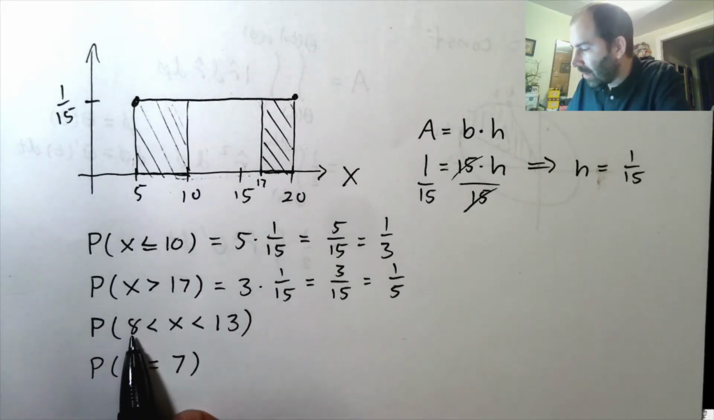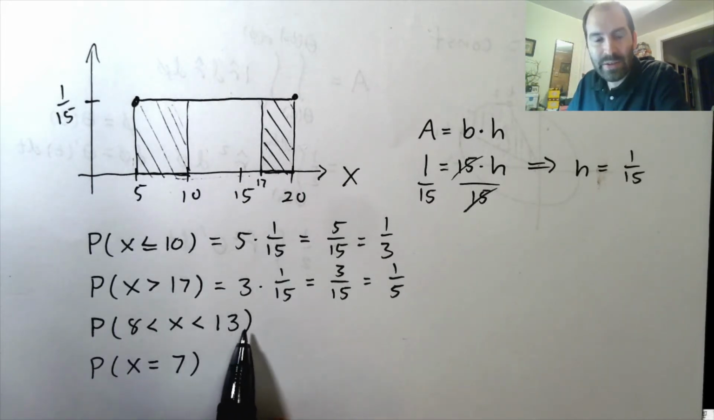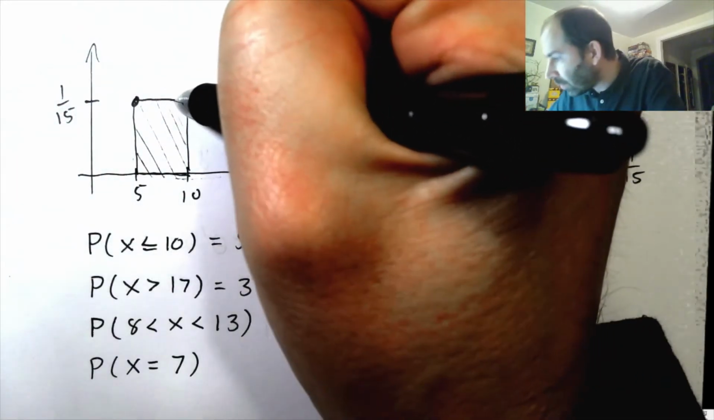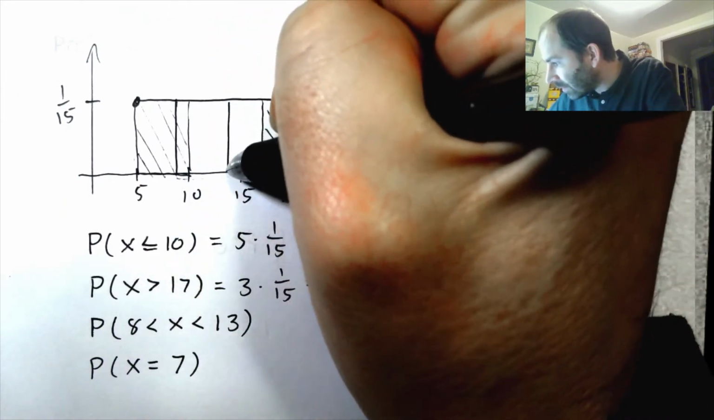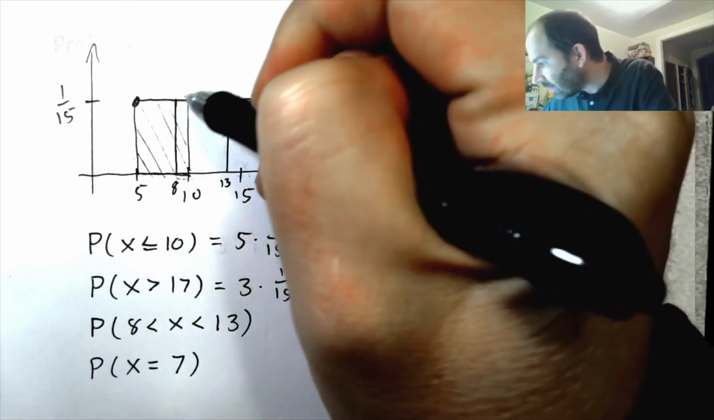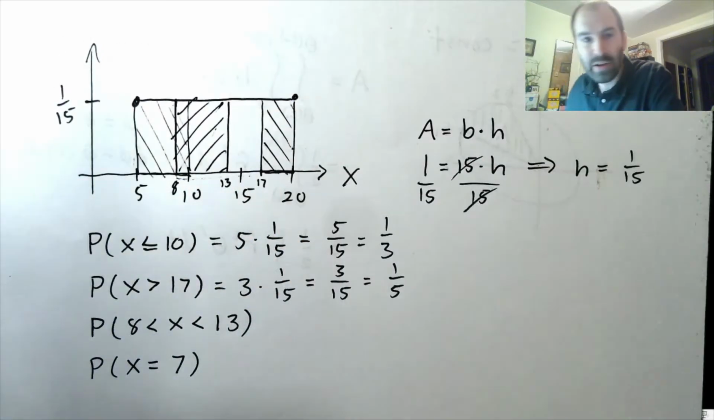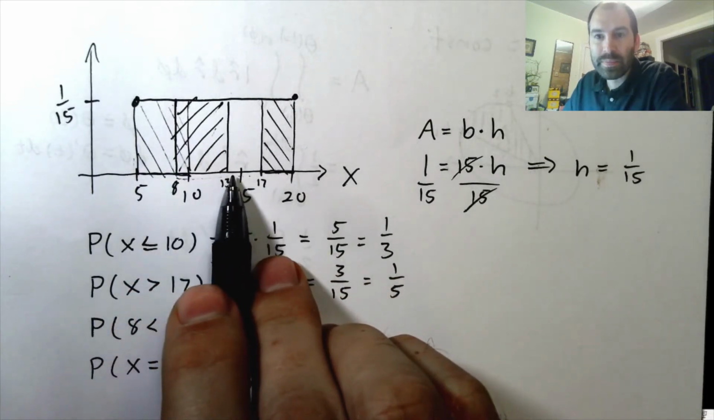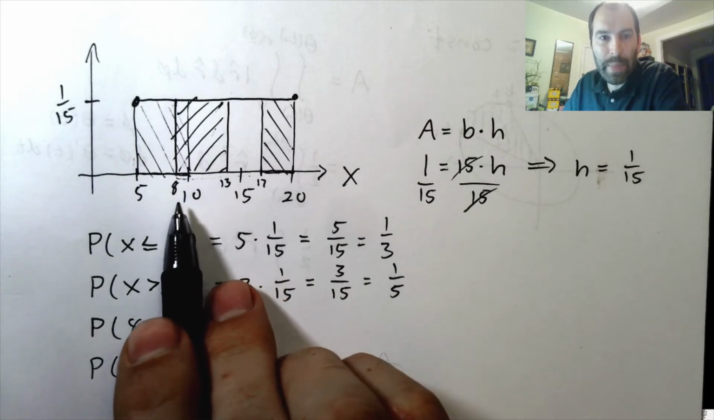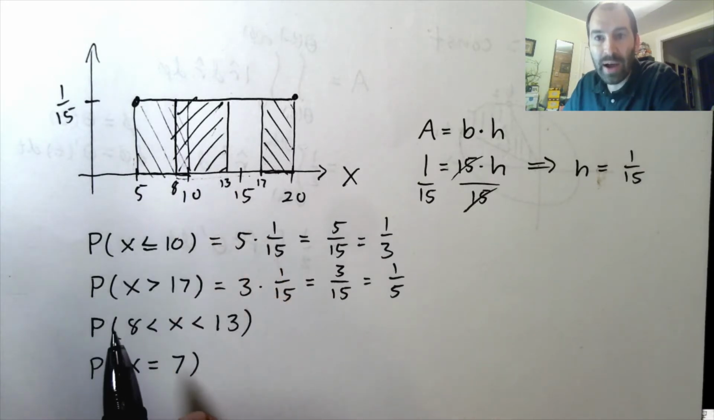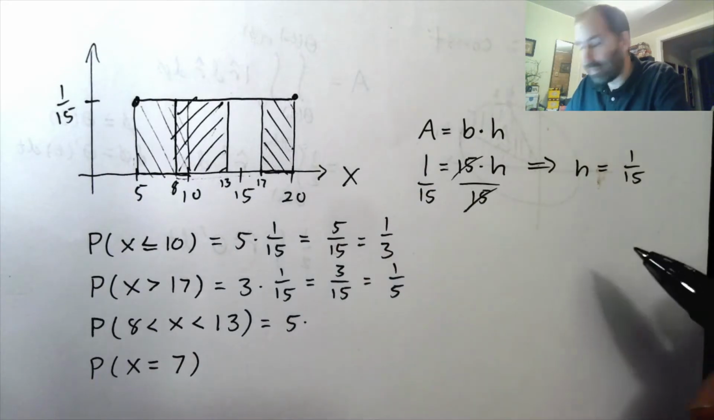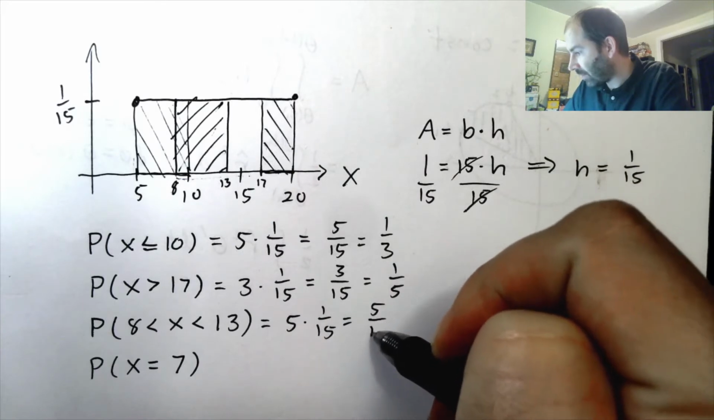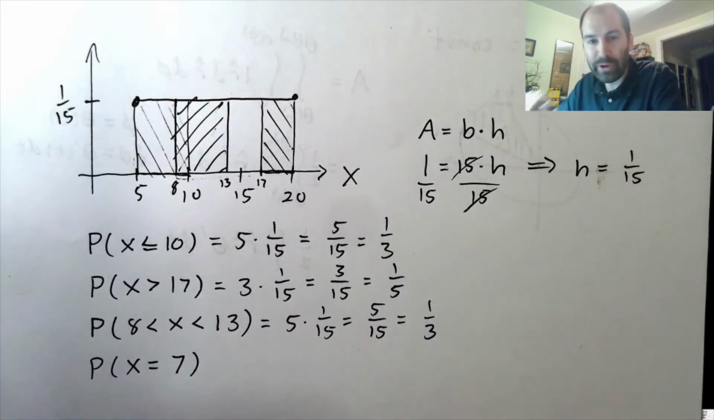What about this next one? 8 is less than x is less than 13. Another way to say it, x is between 8 and 13. Here we're going from 8 to 13, so I'm finding the area of that rectangle. What's the width? The analytical way to do it is 13 minus 8, which is 5. That's the width. And the height is 1 out of 15. That's 5 out of 15, or simplified, 1/3.